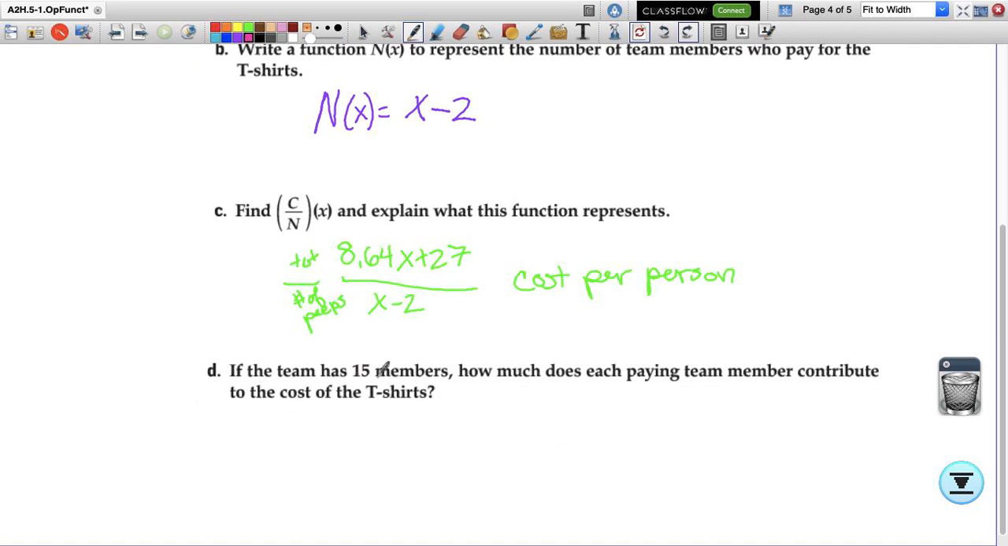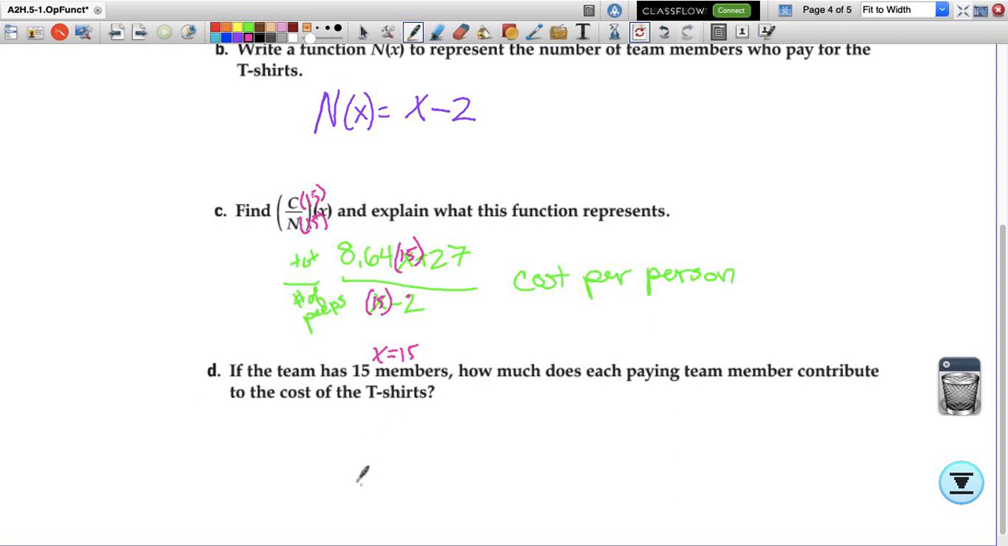Okay? So now we're going to actually use this division problem to figure out how much each person has to pay. So if there are 15 team members, how much does each paying team member contribute to the cost of the shirts? I'm going to plug in 15 for X. So I'm saying use X equals 15. Or find C of 15 and N of 15 and plug them both into this problem. Either way, I'm essentially doing this.